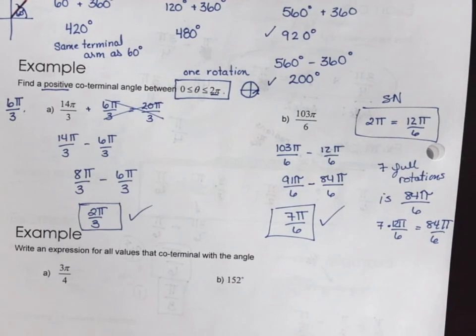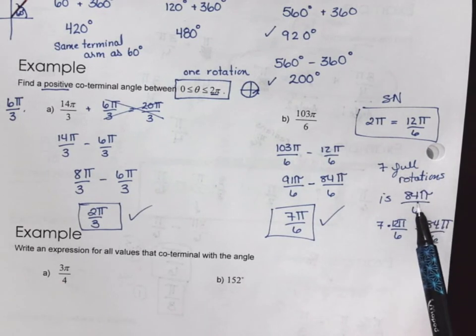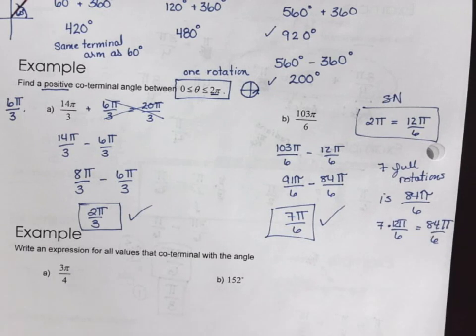Does that make sense? So that's why I do that little side note there to tell me where my focus is. And then you get lazy. I want to do 7 full rotations because I'm not going to keep subtracting. It's too long. You can do it. Minus 12 pi, minus 12 pi, minus 12 pi, minus 12. You can do that. There's nothing wrong with that. But it's about being efficient.